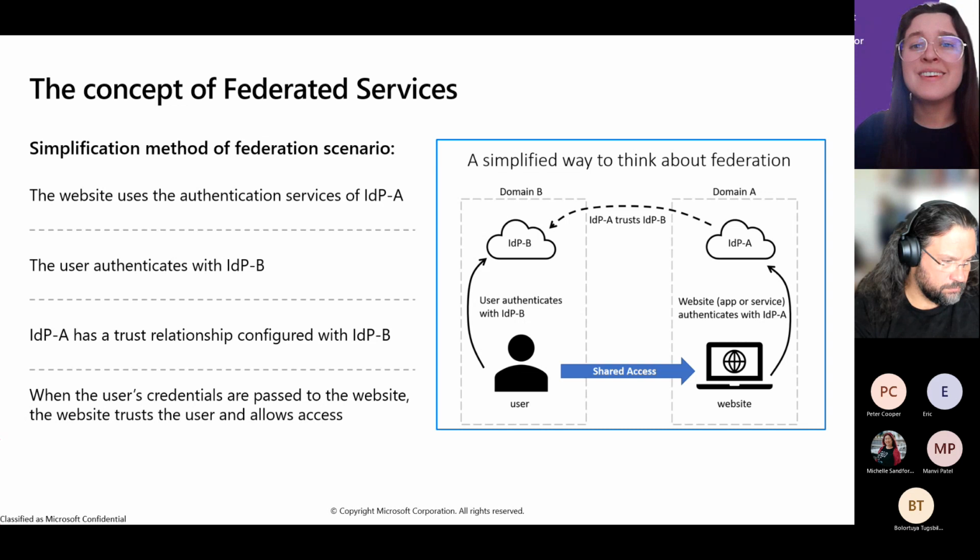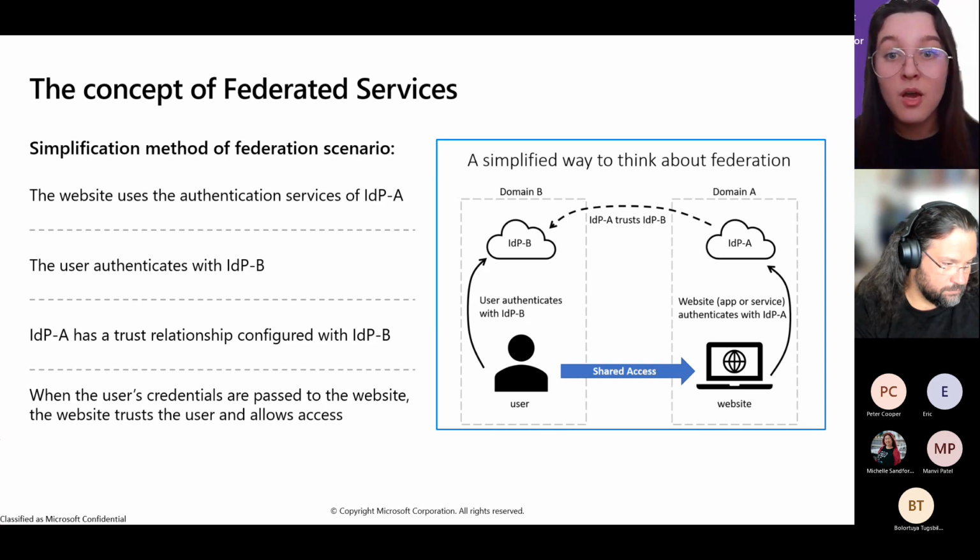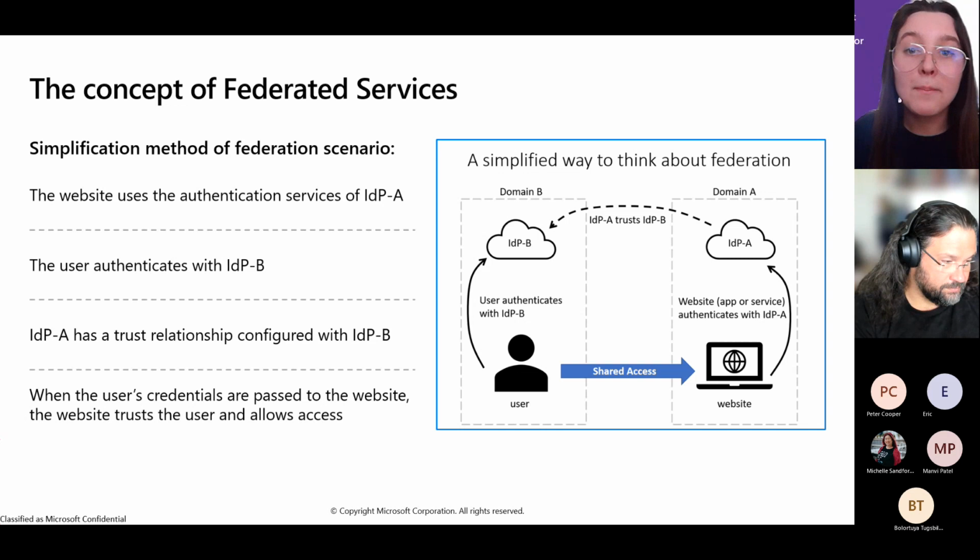So with federation, there's no need for a user to maintain different usernames and passwords when accessing resources in other domains. So a simplified way of thinking about this is this scenario. The website uses authentication services of IDP A. Then the user authenticates with IDP B. And IDP A has a trust relationship configured with IDP B. When the user credentials are passed to the website, the website trusts the user and allows access.